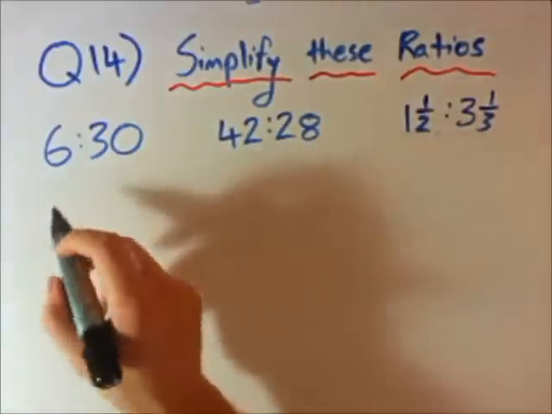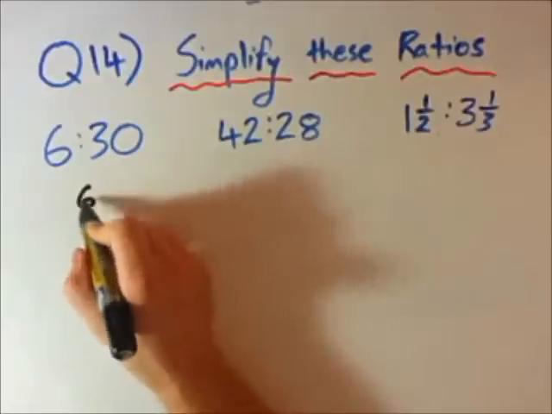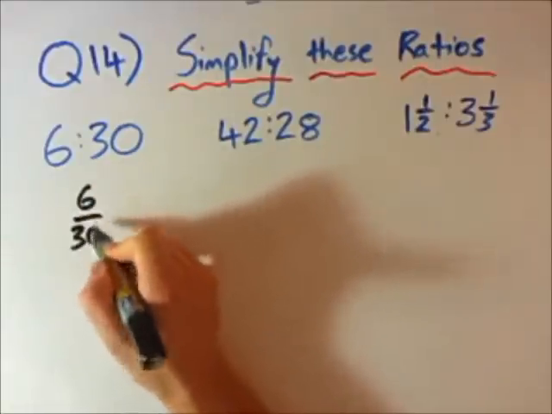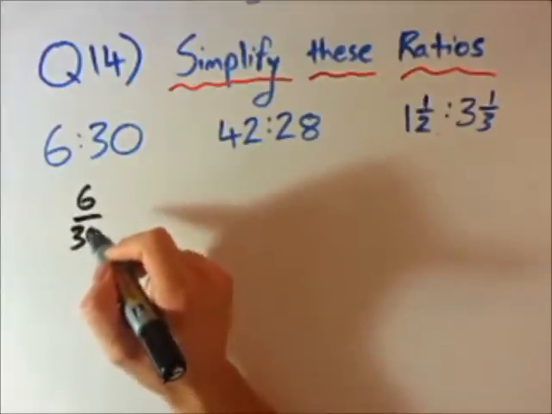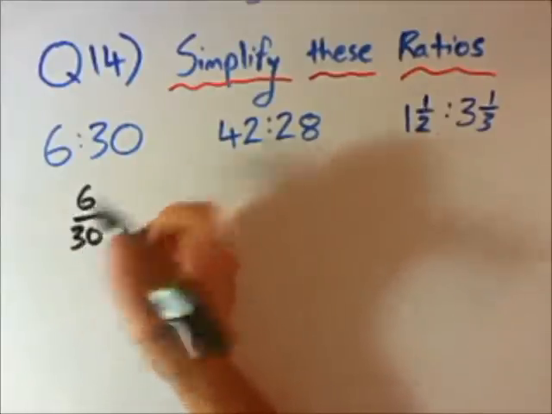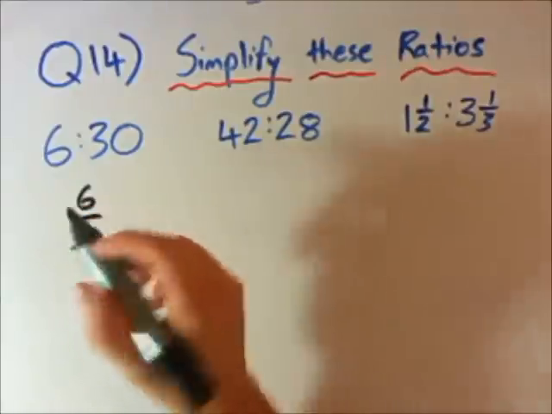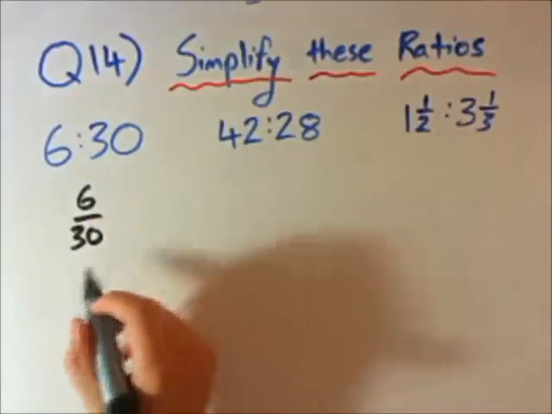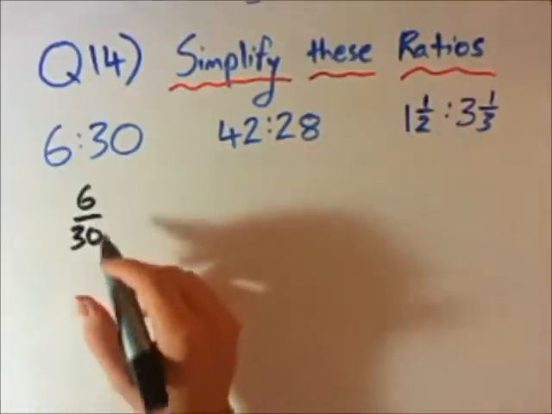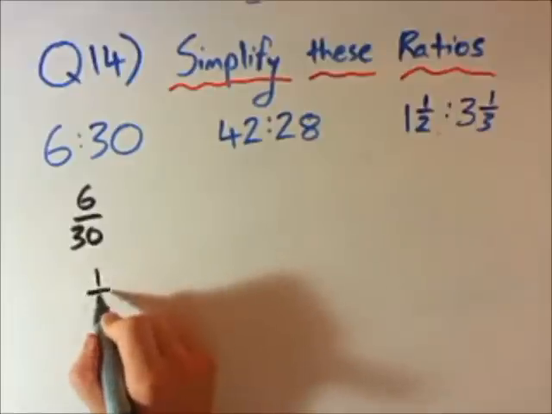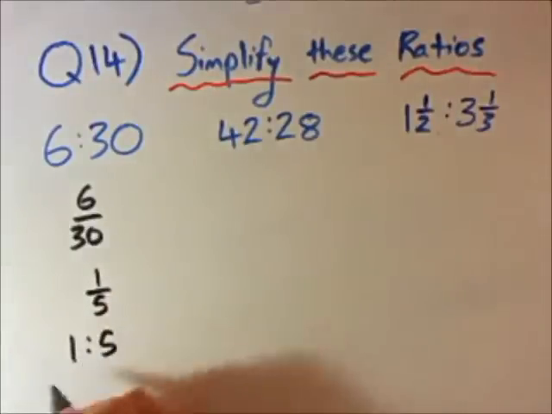Okay, so this is how I would do it. The first thing I do, it's very similar to simplifying fractions. So I'm going to write it as a fraction, 6 over 30. Now let's go and simplify this fraction. Well, I know that 30 divided by 6 is 5. So let's divide top and bottom by 6. So it's going to be 1 over 5. And we can now rewrite this as 1 to 5.